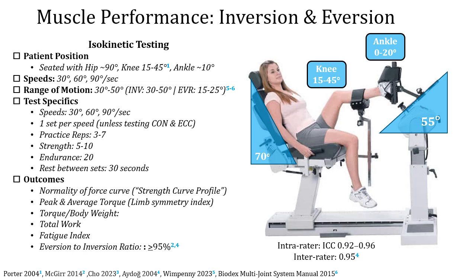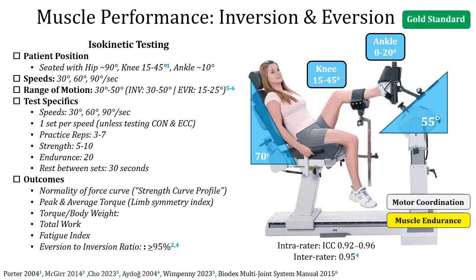Your outcomes are comparable to that of what we described with the isokinetic testing with the plantar flexors and dorsiflexors: normality of the strength curve and your curve profile, your peak and average torque as well as the limb symmetry index, your torque relative to body weight, your total work, and then your fatigue index and your eversion to inversion ratio would all be of relevance. And once again, you can look at your muscle coordination, muscle endurance, muscle strength, as well as muscle power. It's shown to be really good and excellent in its reliability, both across testers and within a tester, and time test retest as well.